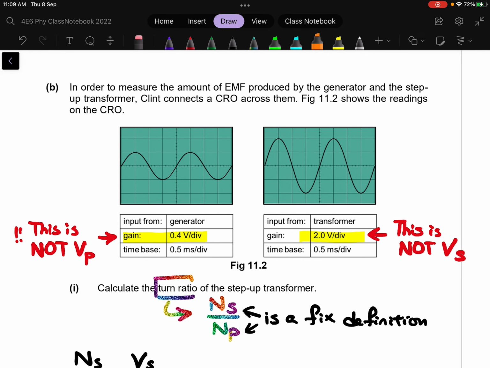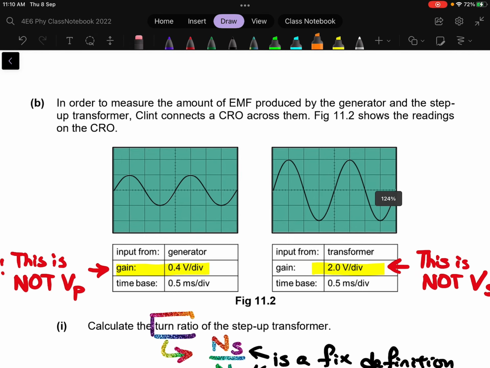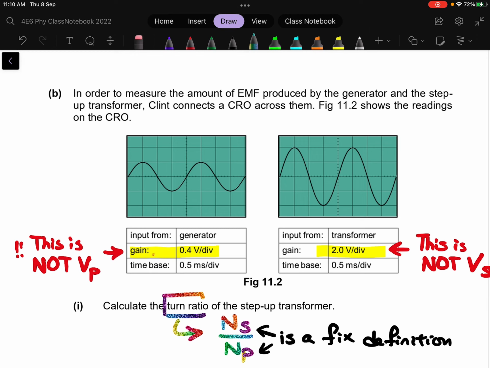Now for part B, I'm actually quite disappointed, especially for those who got it completely wrong, because it showed me that you didn't really do the SLS while I was on my work attachment. Down here, those of you who got 0 is because you thought that the gain over here tells you the voltage that the CRO is experiencing. No, the gain over here and the time base over here is basically telling you what one box is. Here the gain says 0.4 volt per division, telling you that every box represents 0.4 volt.